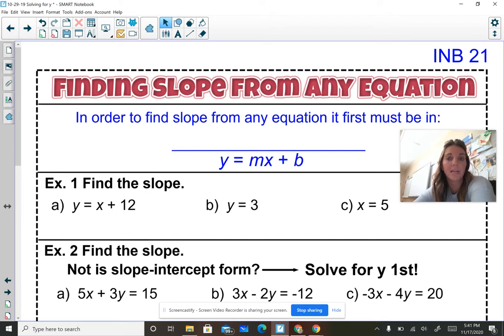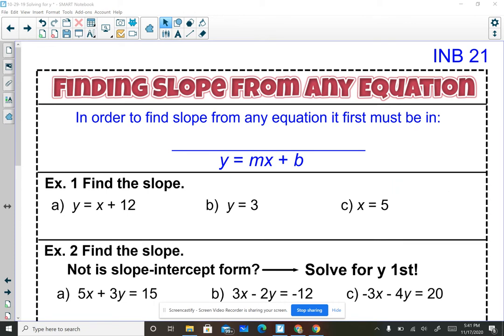So what I'm going to do today is, what happens if I give you an equation and it's not in slope-intercept form? How are we able to find the slope when I give you any equation? That is what we're going to be looking at in today's notes. We're still talking about slope and how to find it. Okay, so here we go. We're going to go ahead and get started.